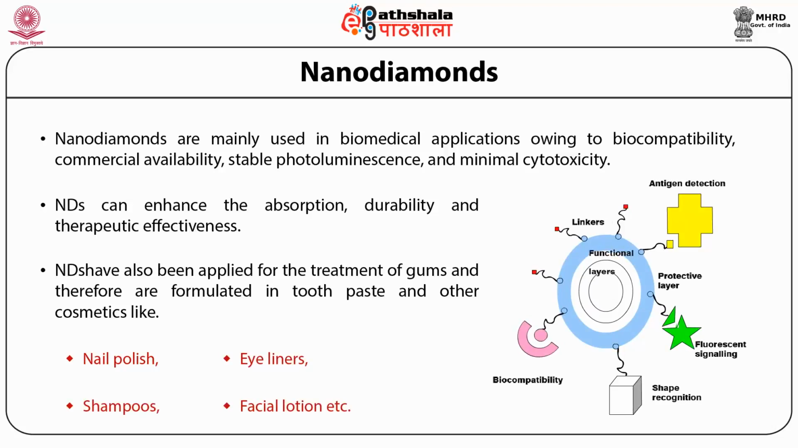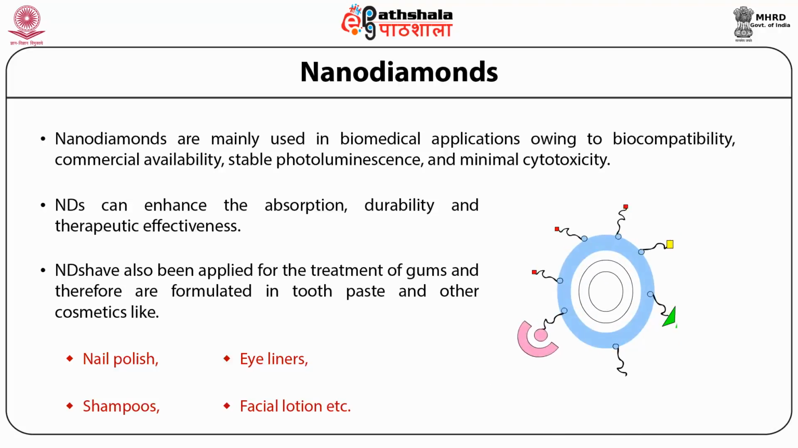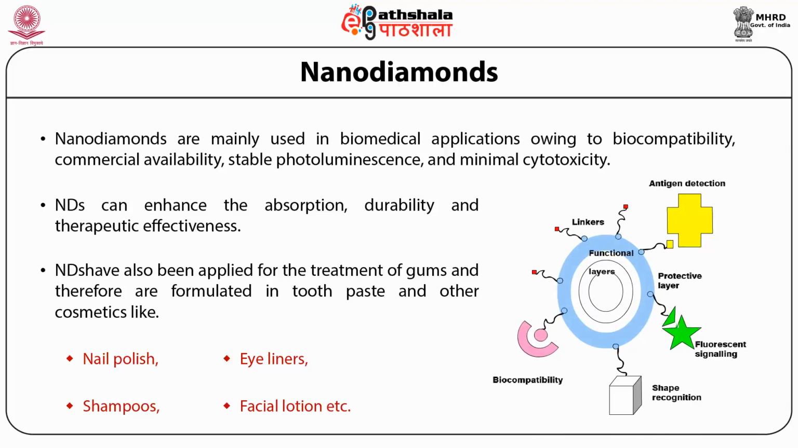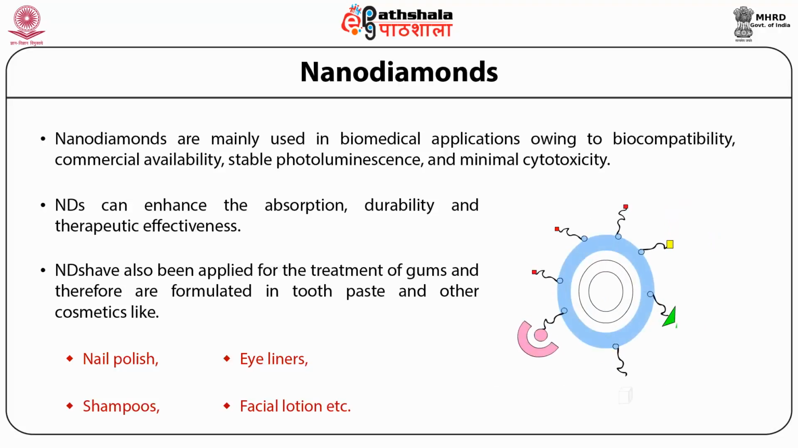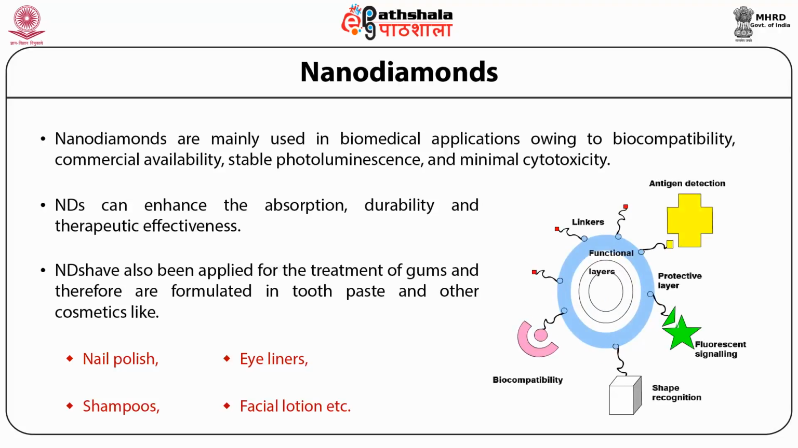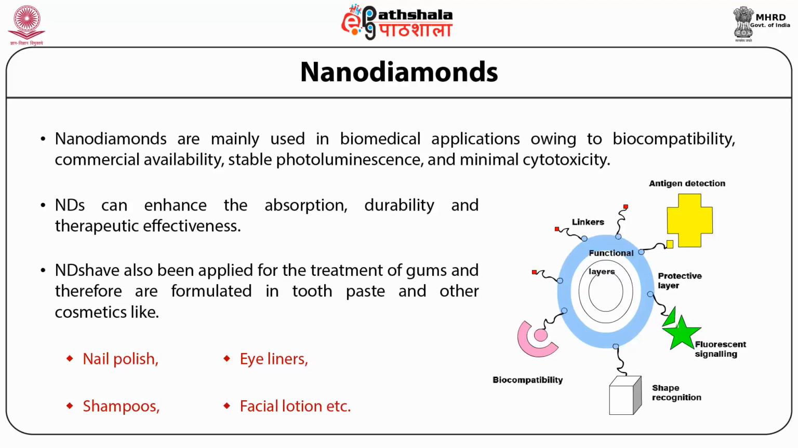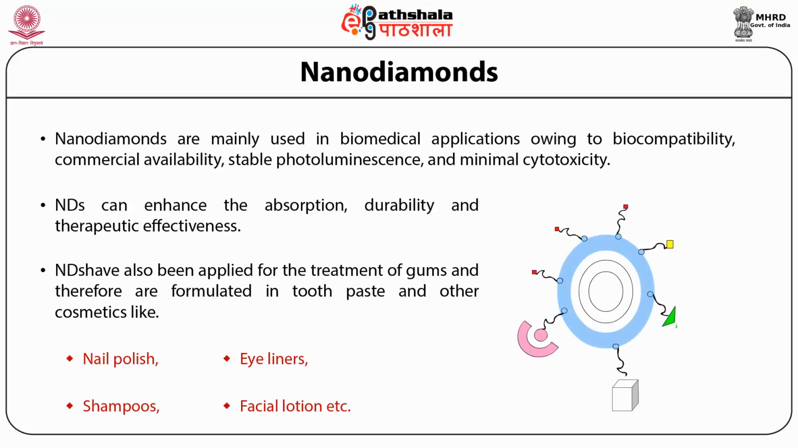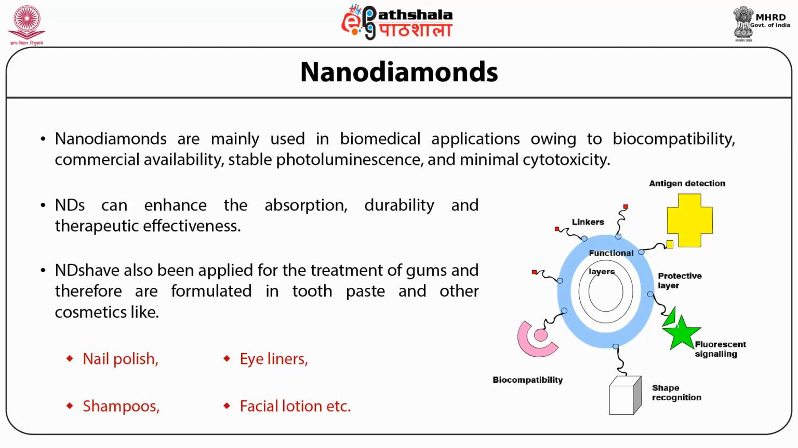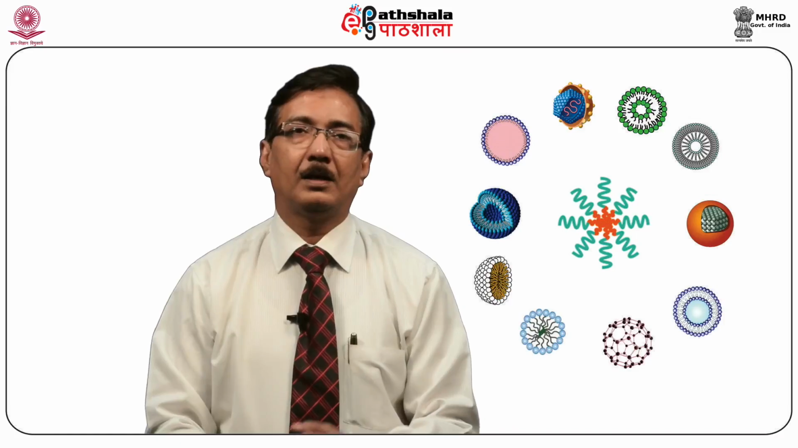If you look at the structural arrangement of nanodiamonds, they have functional layers and are coated outside with protective layers. An outside protective layer can be used for antigen detection, for fluorescent signaling, and for shape recognition. They are biocompatible, and they can also be attached with linkers which can target them to a specific cell surface or a specific tissue surface.